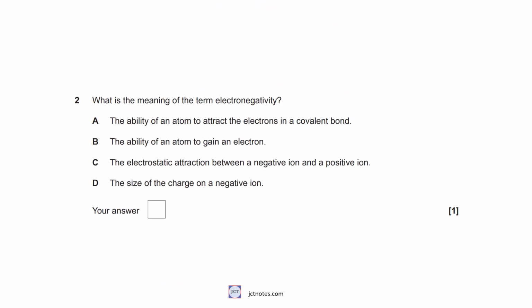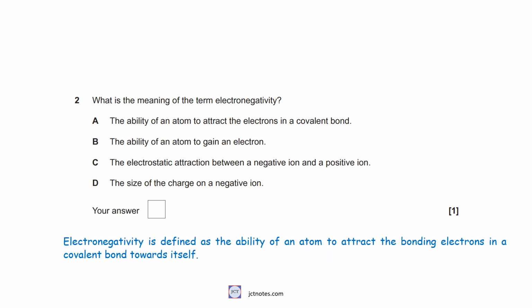In question 2 we are asked what is the meaning of the term electronegativity. We are given 4 possible answers. Electronegativity is defined as the ability of an atom to attract the bonding electrons in a covalent bond towards itself. Therefore, the answer is A.